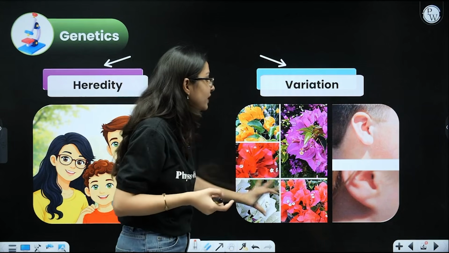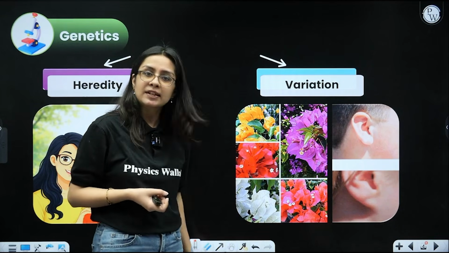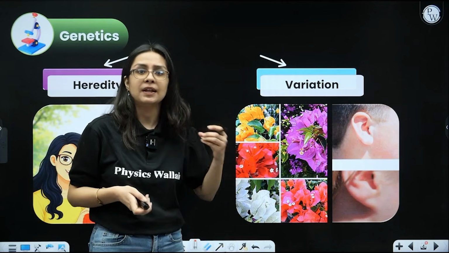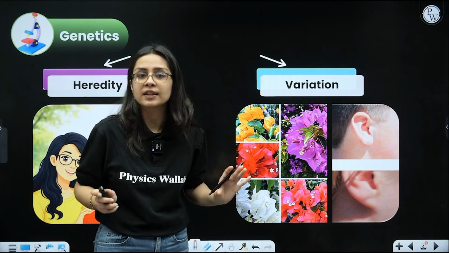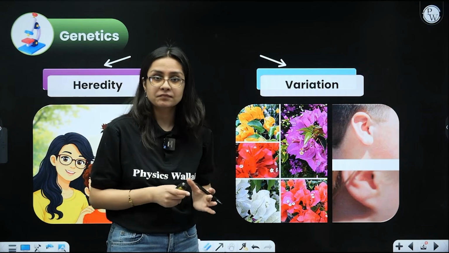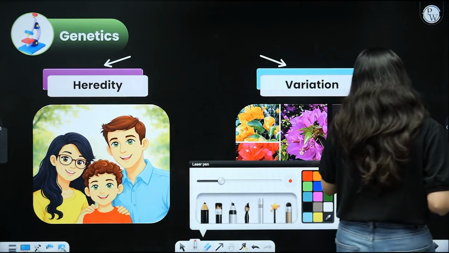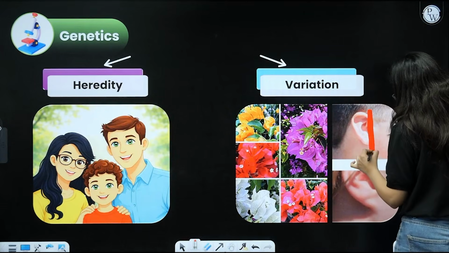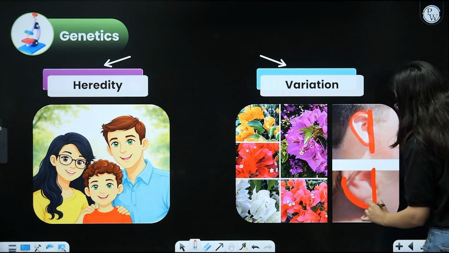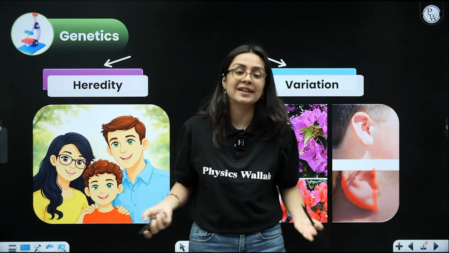Now talking about variation, you can also see it in day-to-day life. For example, this is a bougainvillea flower and you can see it in multiple colors like yellow, red, purple, orange, white and so on and so forth. That means there are so many differences in the colors even though the plant is the same. Likewise, in case of earlobes, some people might have their earlobes free from the skin. Okay, this is the earlobe that is free from the skin. Some people might have the earlobe attached to the skin. Like my earlobe is actually attached to the skin. You might have free or attached earlobes.